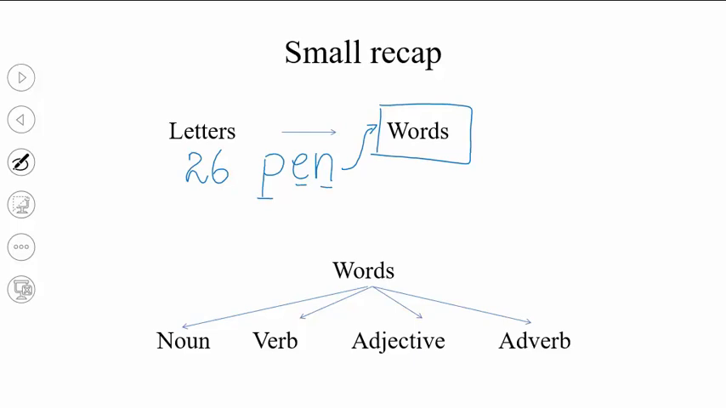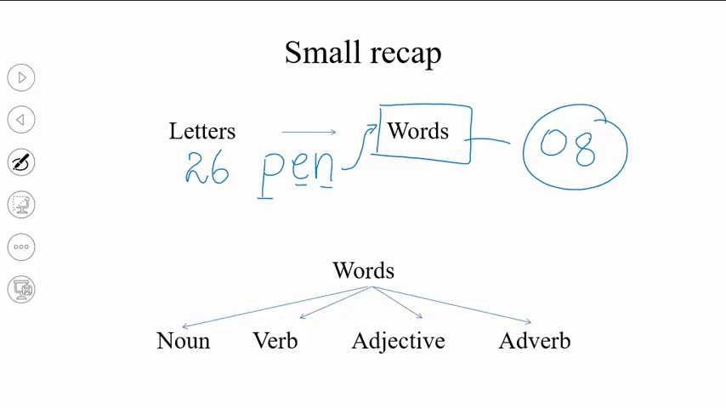So we can divide the words into word classes. There are 8 word classes: noun, verb, pronoun, adjective, adverb, preposition, conjunction and interjection. Now I think only 4. I take only 4 word classes: noun, verb, adjective and adverb.